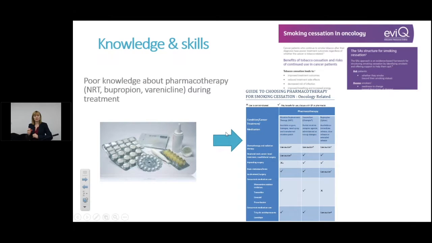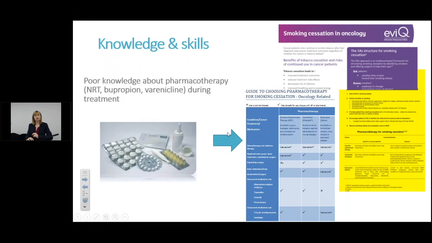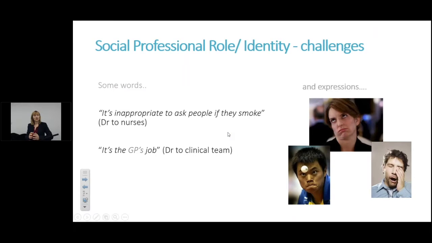We also gave them a very practical table where they could quickly see which medications were okay with which types of treatment, and then the brightly coloured sheet that the nurse puts in with the package to go to the oncologist when they identify a patient as a smoker has a section at the bottom about pharmacotherapy, so it's an extra prompt right there in front of the doctor at the time that they're talking. So that seems to be working reasonably well. Now looking at the question of people's roles.